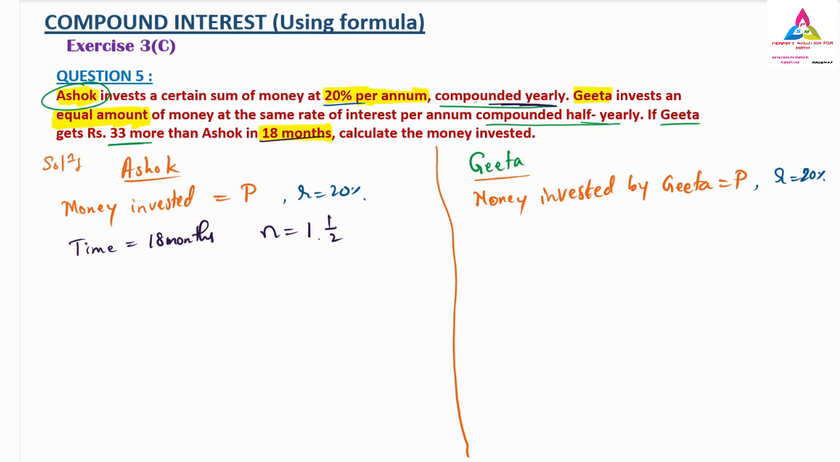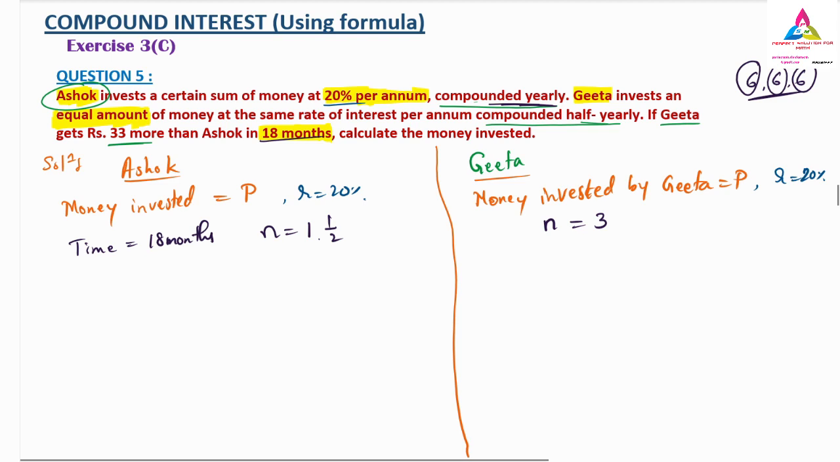Similarly, coming to Geeta, it is half yearly. You can see half year is 6 months. So again 6 months and again 6 months, total it will make 18, which means here the n value will become 3. Here 6 months is the first term, 6 months the second term, and this is the third term. So there are 3 terms we are going to get in Geeta's case. Here 18 months is over.